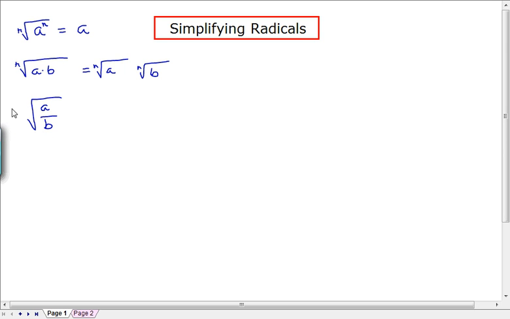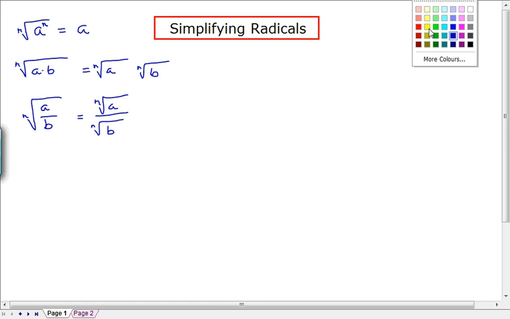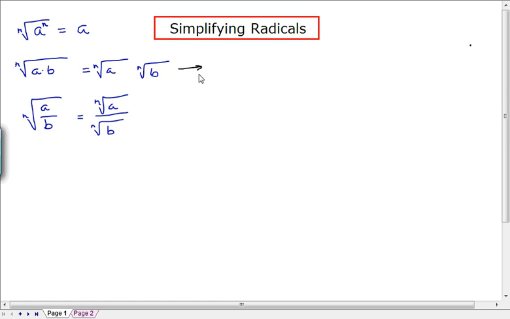Third principle. The nth root of the quotient of two numbers is equal to the quotient of the nth root of each number. Now, let's look at a couple examples from this.